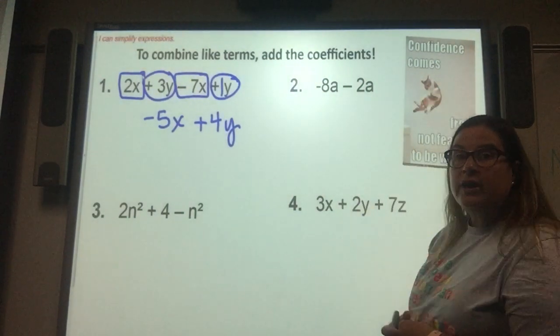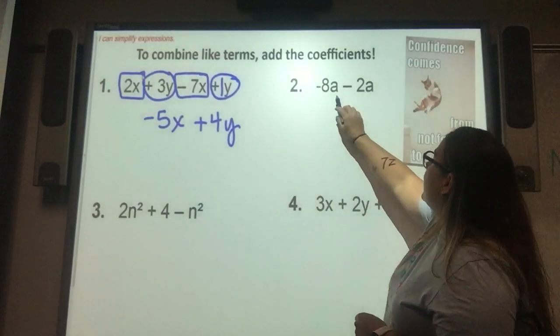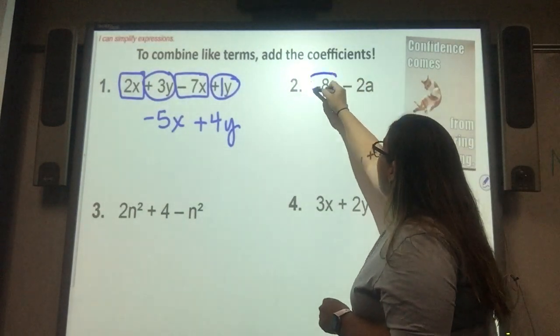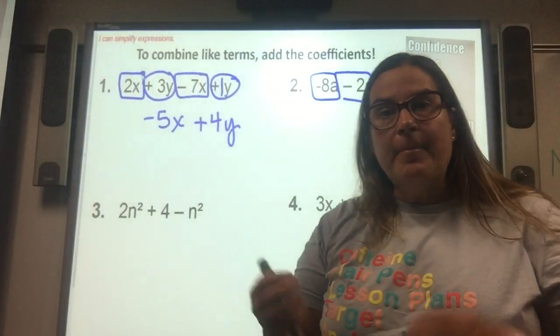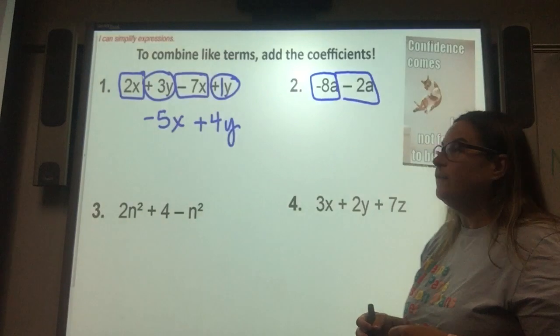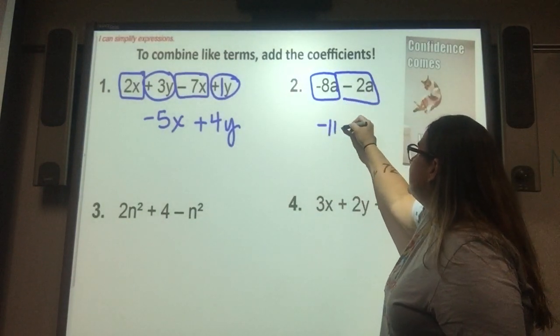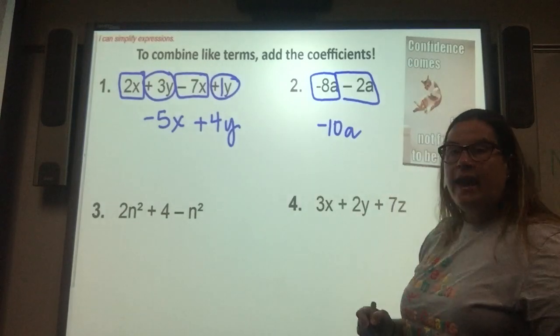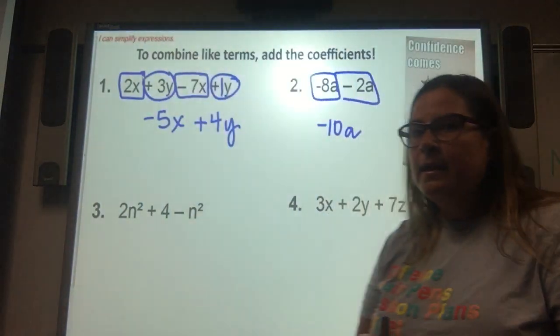Looking at this one over here, I have negative 8A and negative 2A. They are both A's, so I can combine them together. Again, I'm boxing in that sign so that I know if it's positive or negative. So negative 8 minus 2 is negative 10A. I'm combining those two like terms together.